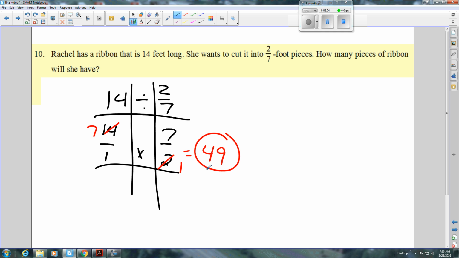Rachel has a ribbon that is 14 feet long. She wants to cut it into 2/7 foot pieces. How many pieces of ribbon will she have? Change to improper, so we get 14/1, then keep the first number, change to multiplication, flip the second number, and when you multiply them out after cross-canceling, you get 7 times 7 is 49, so you get 49 pieces.